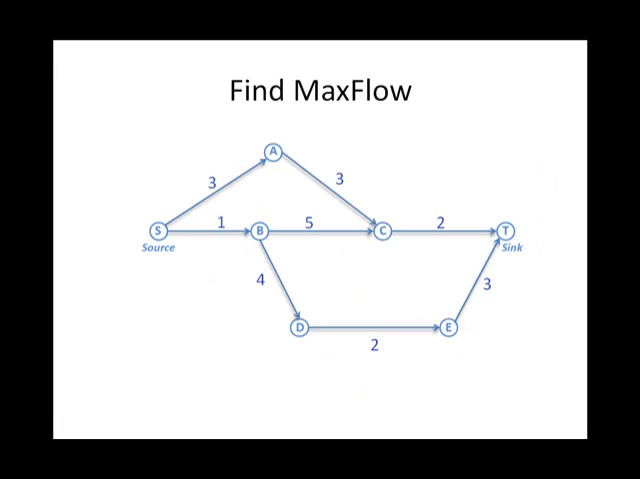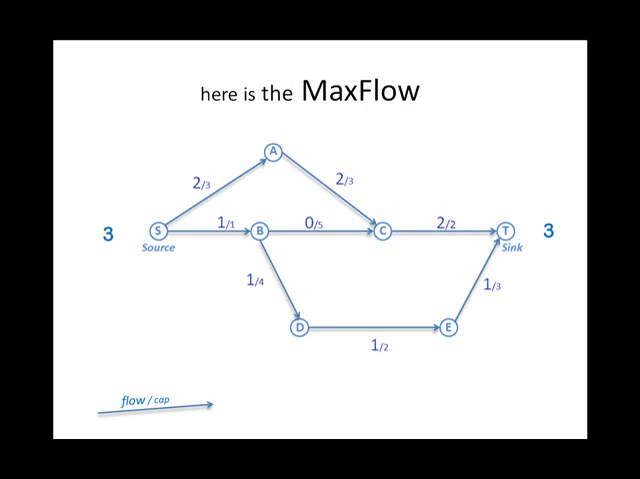Given this network, what is the maximum flow? Okay. So can you try it and find what the maximum flow in this network can be? Okay. So let's look at the optimum solution. The notation we are using here is, for each edge, we write flow by capacity. So for example, this edge has capacity 3, but the actual amount of flow is 2.